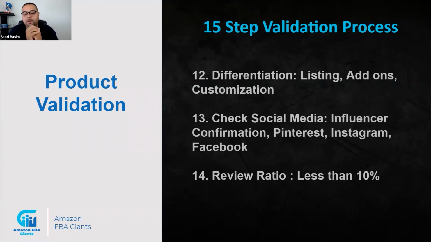You'll be able to see it in Helium 10, in the X-ray. They tell you how many reviews they get per day or per month, compared to the sales. So if he has 24 reviews and he's selling 1,000 units, that means 2.4%. If he's selling 1,000 units and getting 240 reviews, that means 24%.